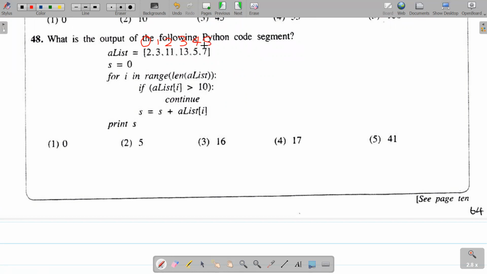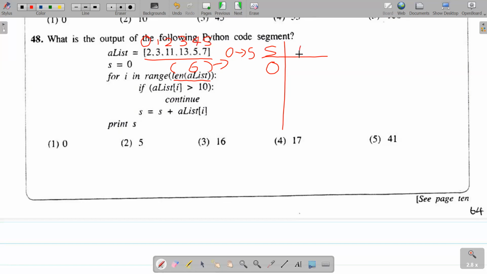S equals 0. So we take s as 0. For i in range len a list. Len a list means the length of the list, which means 6. So when 6 is inside the range function, this indicates 0 to 5. Then 0, 1, 2, 3, 4, 5. Alright. So this is asking if a list i is larger than 10.